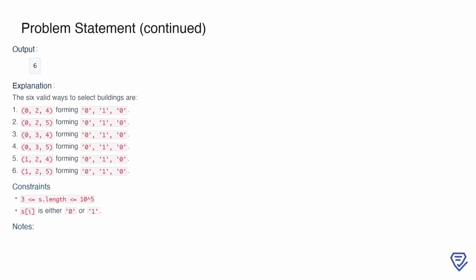Now consider another example where the input string S is 001101. Here, the output is 6 because there are 6 valid ways to select 3 buildings. The valid combinations are as follows: indices 0, 2, 4 form the pattern 0, 1, 0. 0, 2, 5 also form 0, 1, 0. 0, 3, 4, and 0, 3, 5, both form 0, 1, 0 as well. Additionally, the triples 1, 2, 4 and 1, 2, 5 form the same pattern 0, 1, 0. These 6 combinations exhaust all possible ways that the buildings can be chosen to satisfy the constraints for this input.